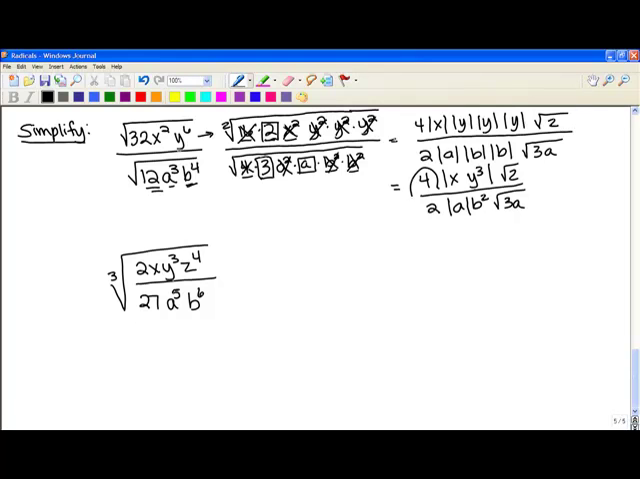One more thing we could do is divide 4 and 2. So that will equal 2 absolute value of xy cubed square root of 2 divided by absolute value of a, b squared square root of 3a.